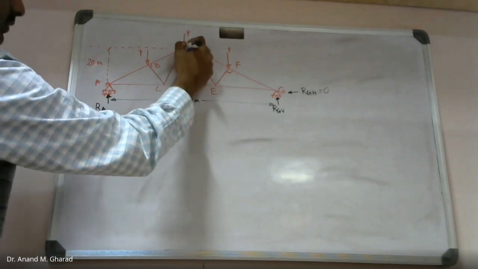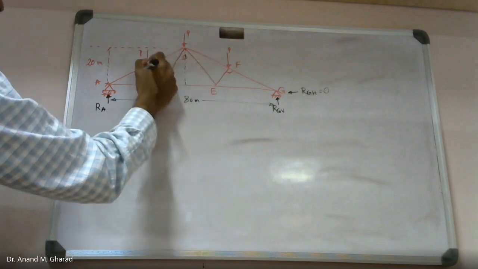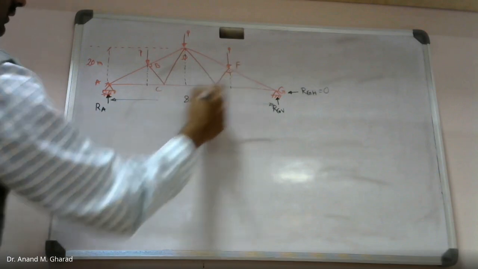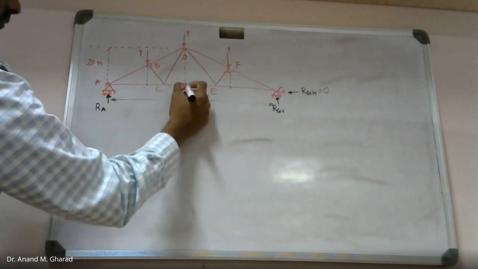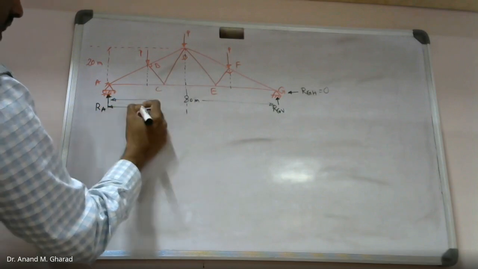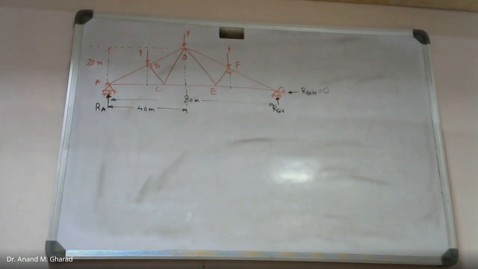Then, in order to calculate the reaction forces, we will have to identify the perpendicular distances. Isn't it? So, obviously this is 40 meter. This is a symmetrical structure, you can say. This is 40 meter distance. Alright.